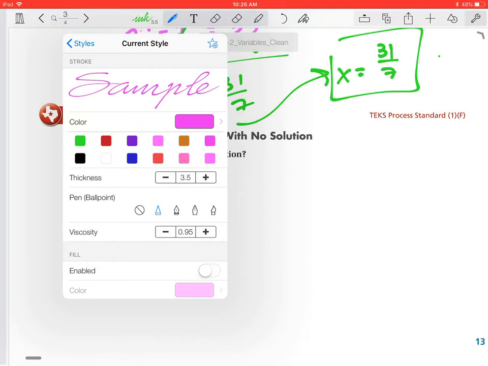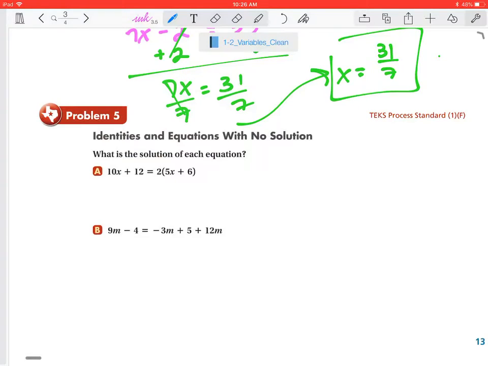So we're going to go ahead and remove the parentheses. So we're going to distribute the 2. Well, hold on. I noticed something here. This 2 will go into 12, and it'll also go into 10. So I'm not even going to bother with distributing. I'm going to divide this whole equation by 2, and I'm going to divide this whole expression by 2.